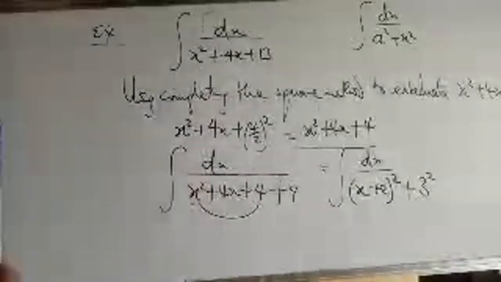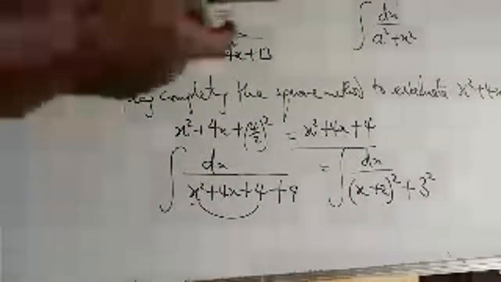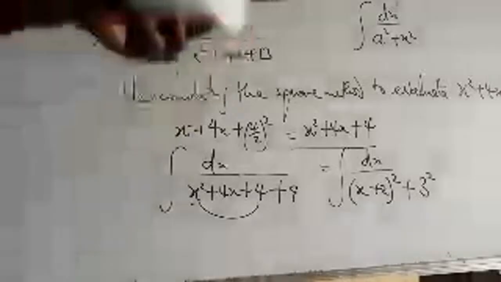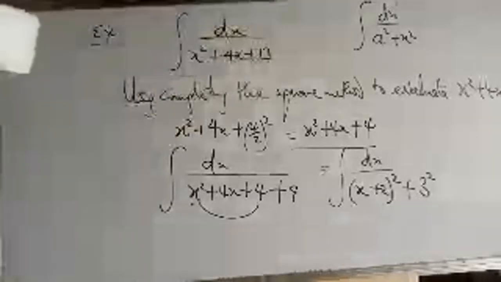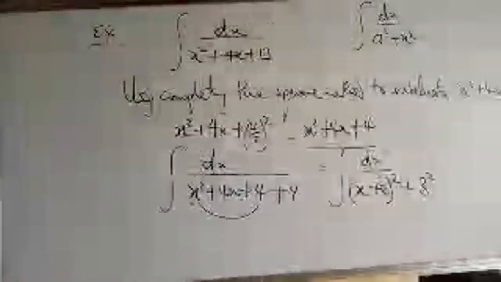Then plus, what do we have left here? 9. 9 is what? 3 squared. Of course, 9 is 3 squared. How do you see it now? Beautiful. So this one now looks like this. Yes, it has looked like that. So our a is now what? 3. While our x is now x plus 2. No matter. So let's complete it.